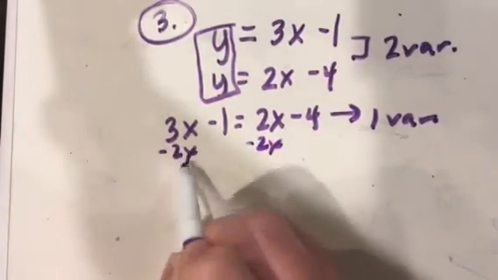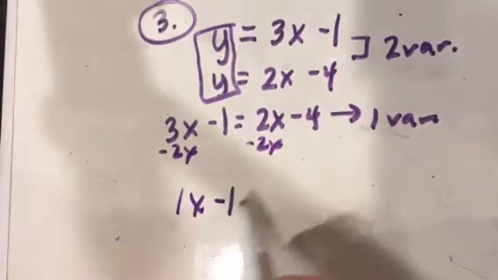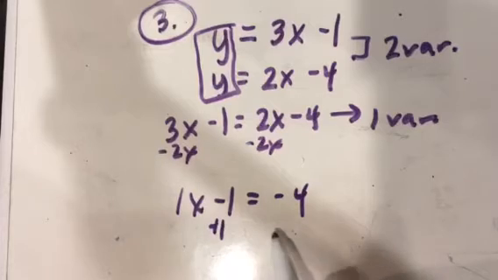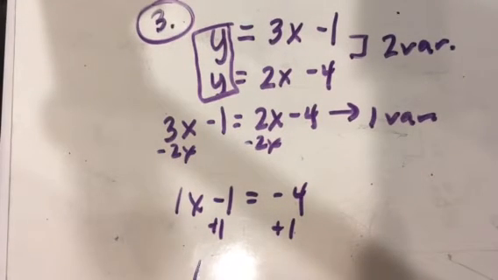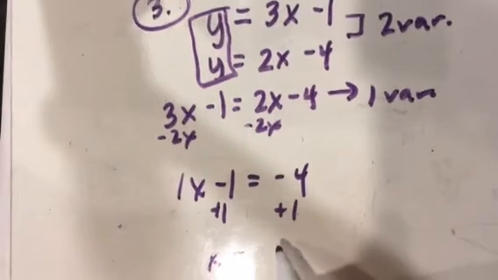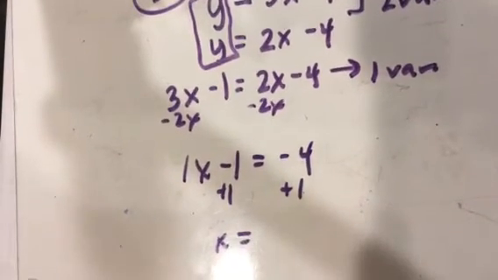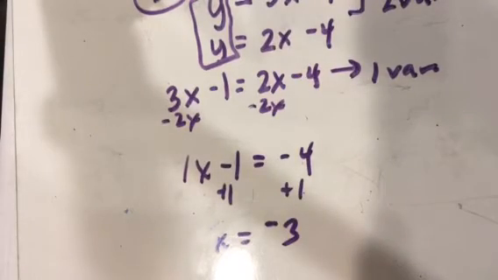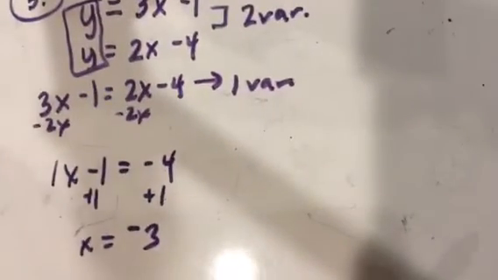Subtract 2x. We get 1x minus 1 equals -4. Add 1. We get 1x, also known as x, equals -3. That's half of our answer.